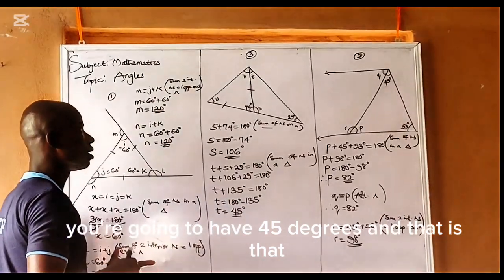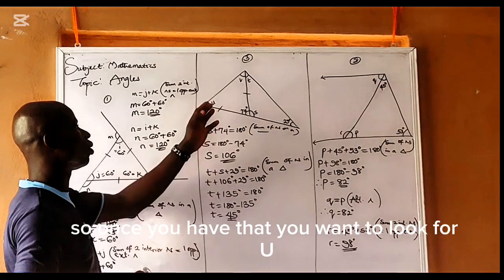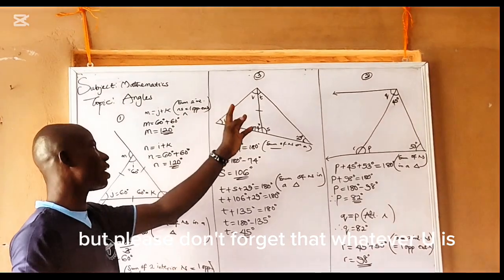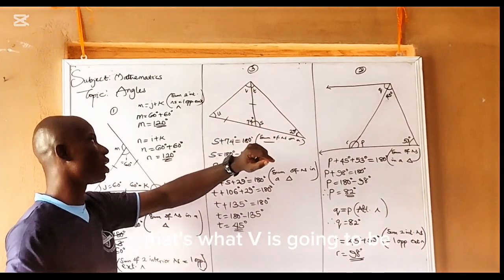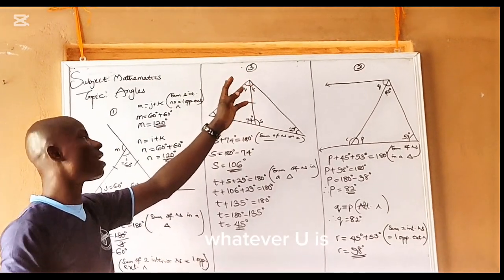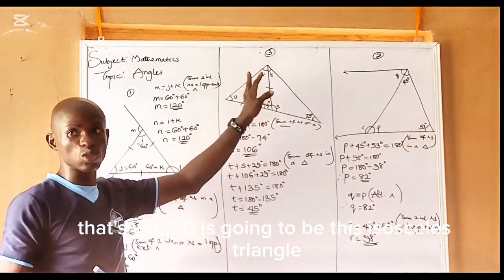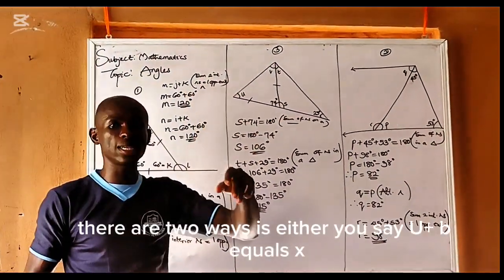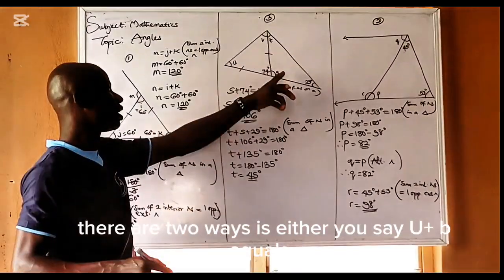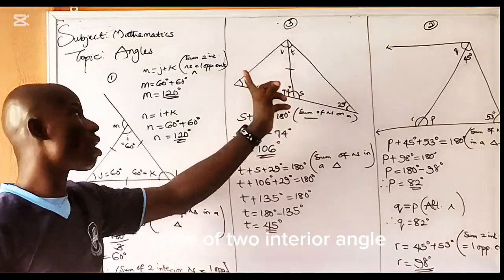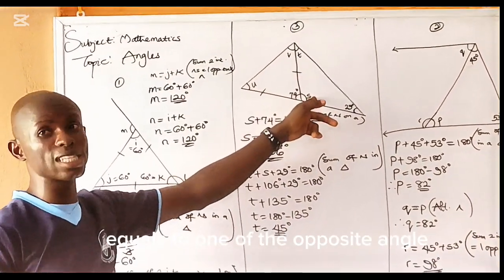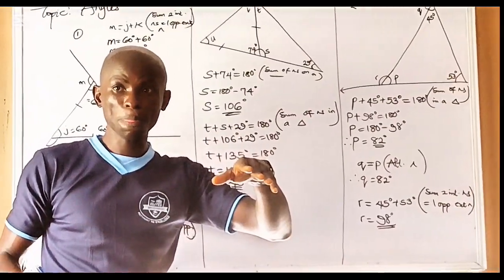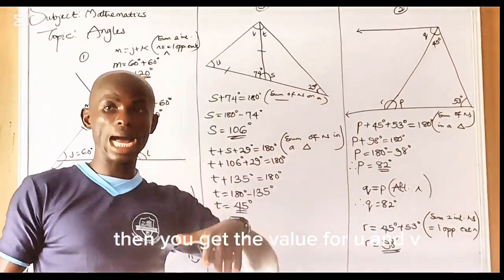And that is that. So once you have that, you want to look for u, you want to look for v, but please don't forget that whatever u is, that's what v is going to be. This is an isosceles triangle. Do you understand now? For you to find out, there are two ways. Either you say u plus v equals x, sum of two interior angles equals one opposite exterior angle. In other words, the value of s, you divide it by 2. Then you get the value for u and v.